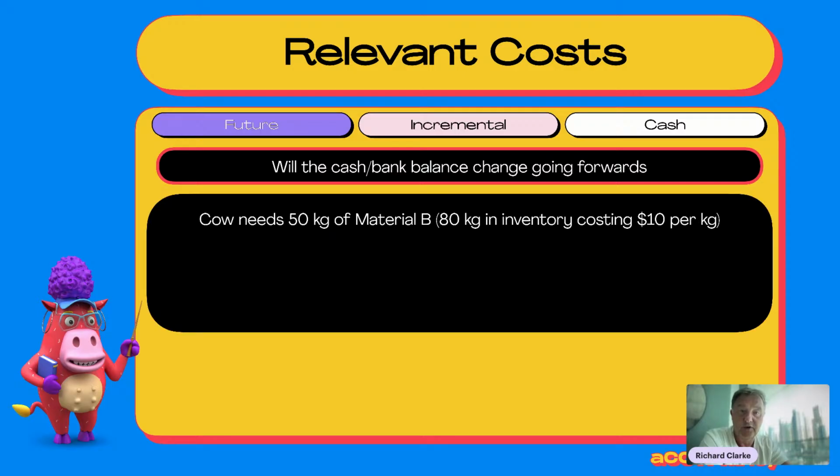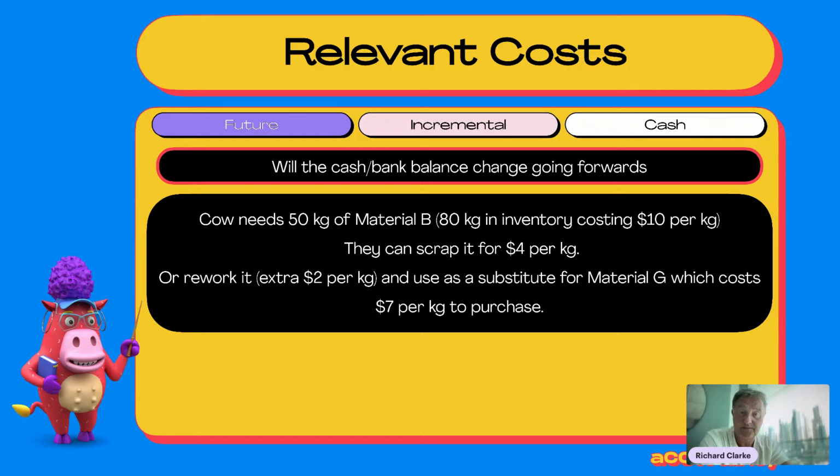Okay, here's a little question for you then. Cow needs 50 kilograms of material B, and there's 80 kilograms in stock, which cost $10 per kilo. I tell you what, you can ignore the $10 per kilo because that's in the past, isn't it? It's not a future cost. Now, we need to know whether they've got that in stock or not. They can scrap it for $4 per kilo. So that's one thing we'd lose. If we used 50 kilos, we'd lose that scrap value. So that's a relevant cost, losing the scrap value.